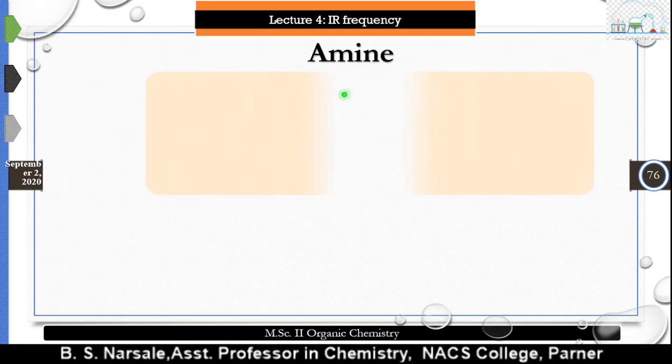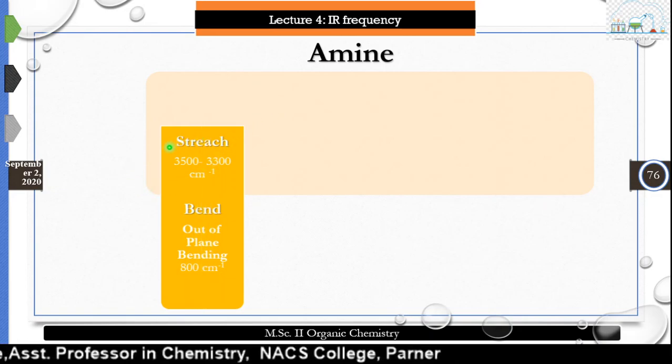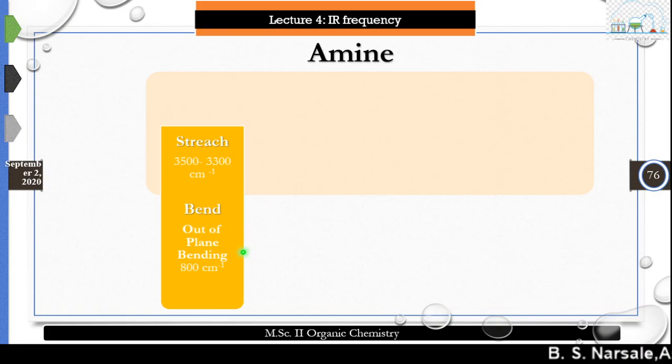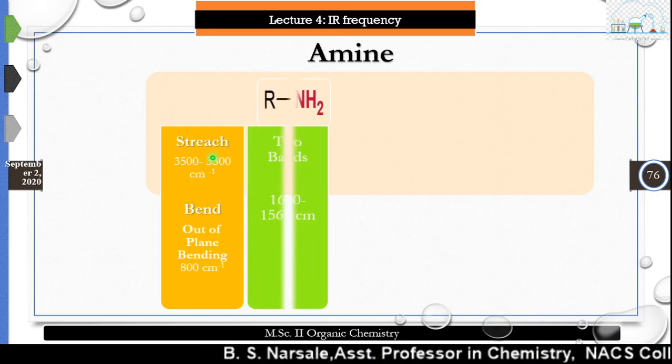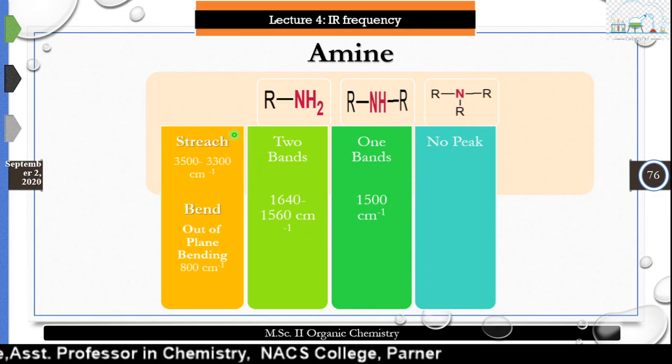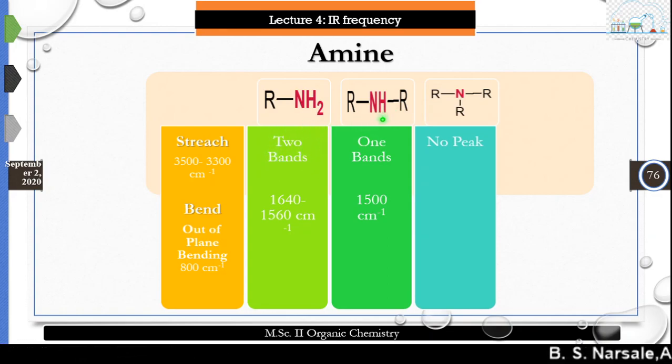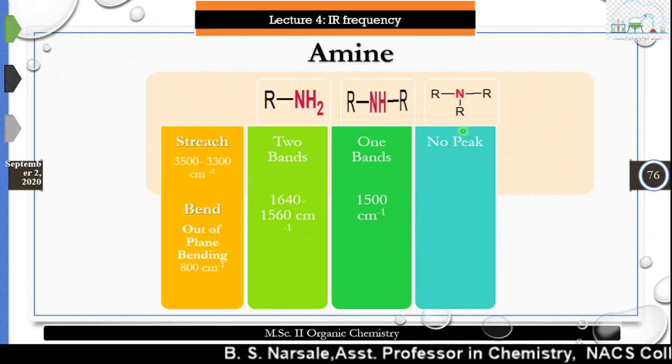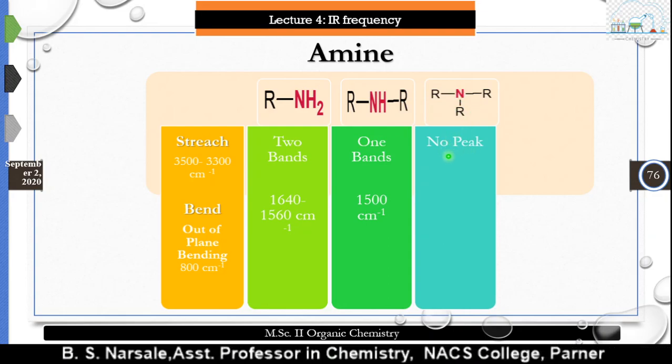Now we go to the amine molecules. In the amines, the stretching frequency will be observed at 3500 to 3300 centimeter inverse, and they show bending as well as out of plane bending at 800 centimeter inverse. If you look at the stretching for the different amines, that is primary amine, secondary amine, and tertiary amine, what happens? Due to the presence of two hydrogens, we have two bands for primary amine. You have a single NH hydrogen in secondary amine, therefore one band, and no hydrogen is present in tertiary amine, therefore no band will be present.